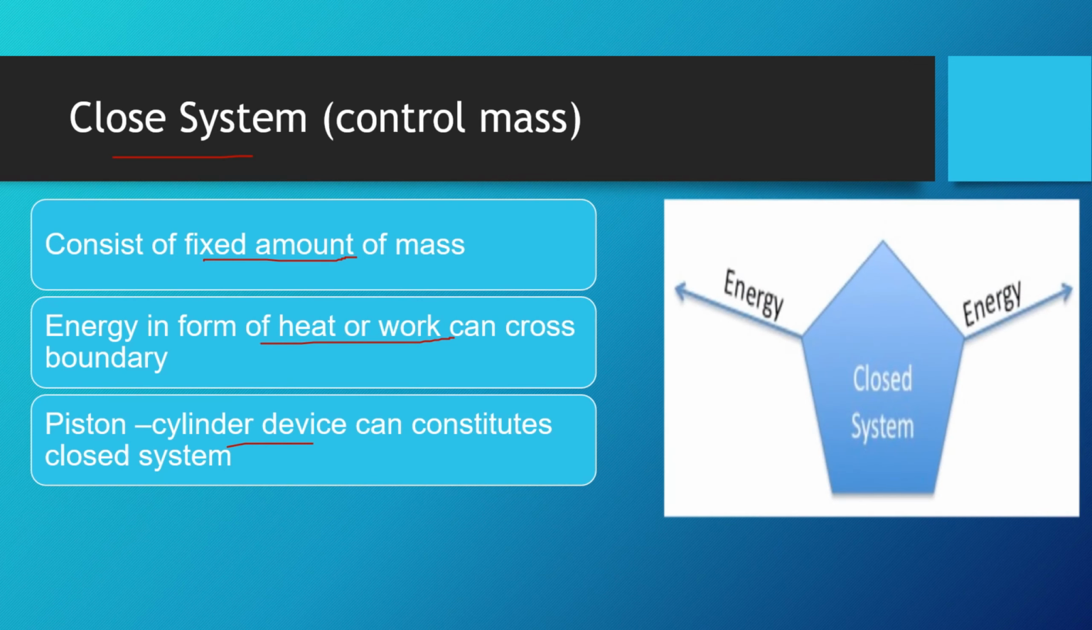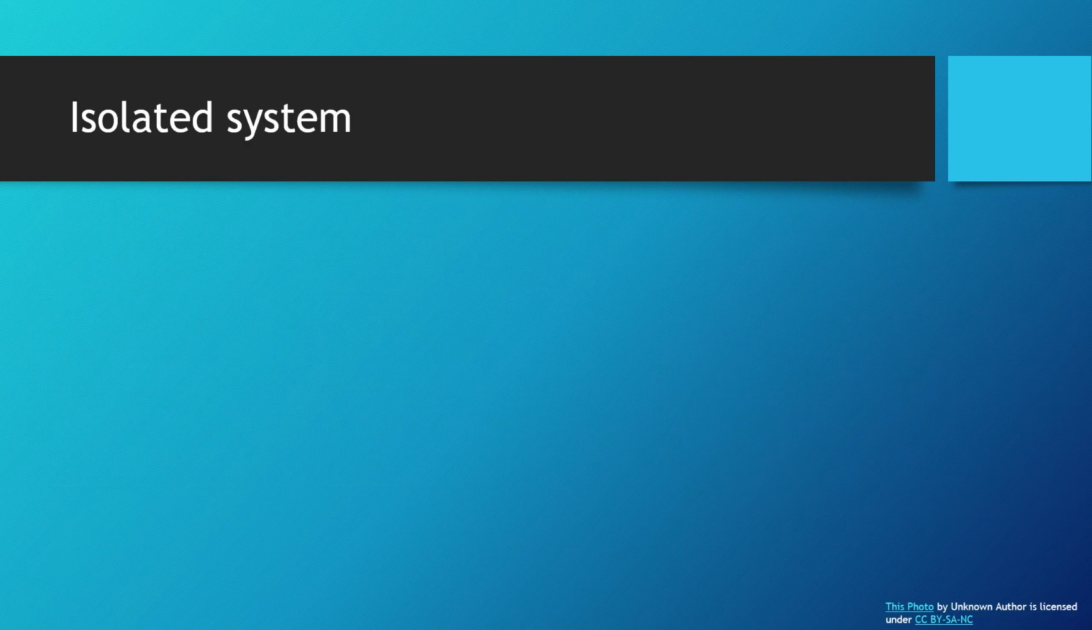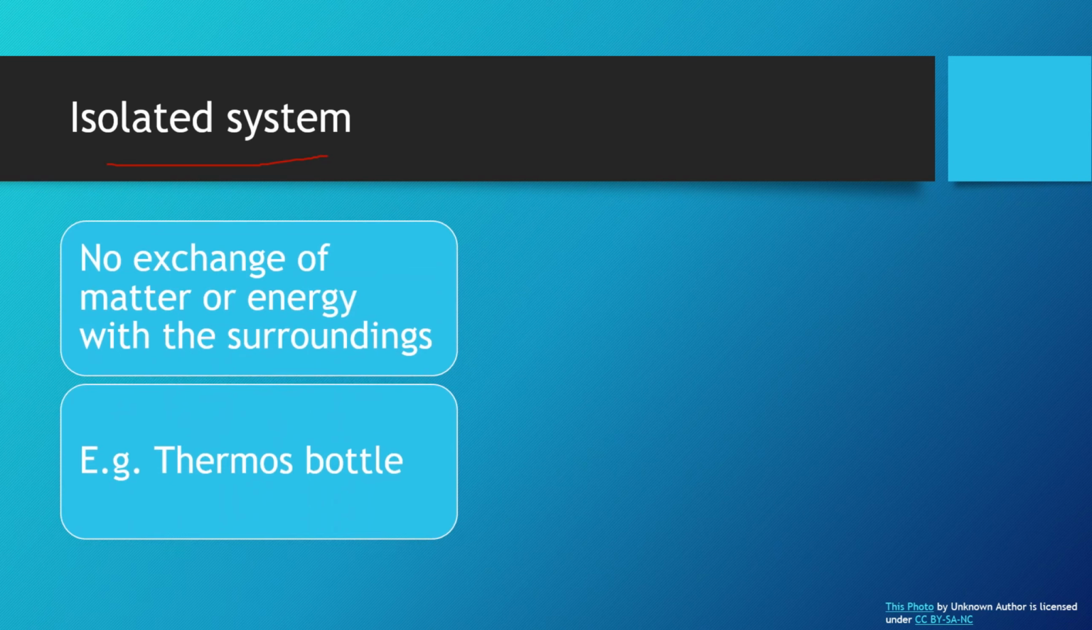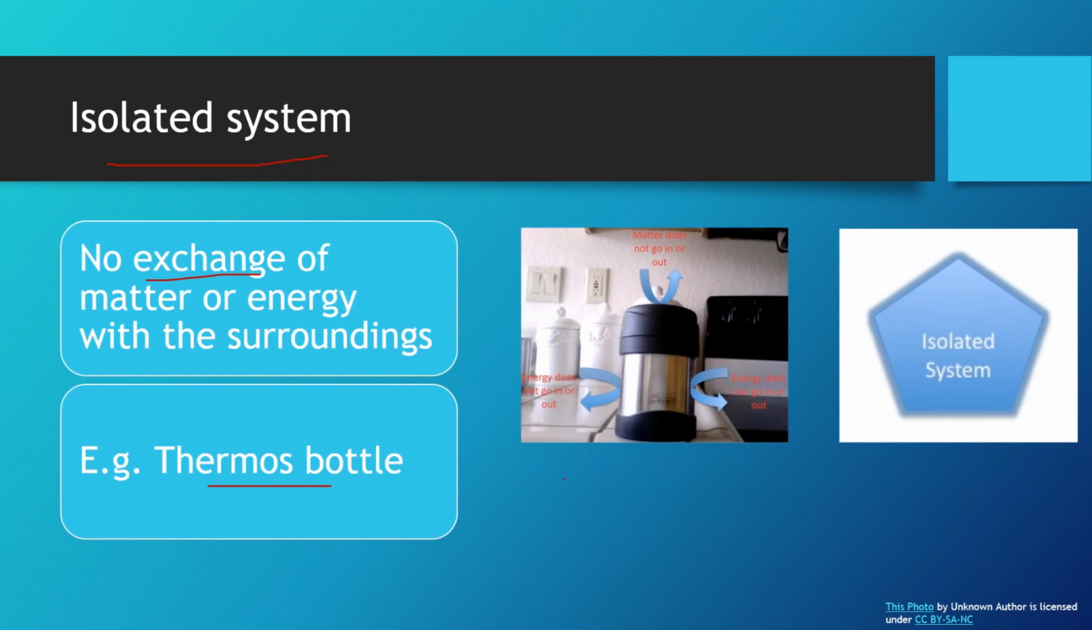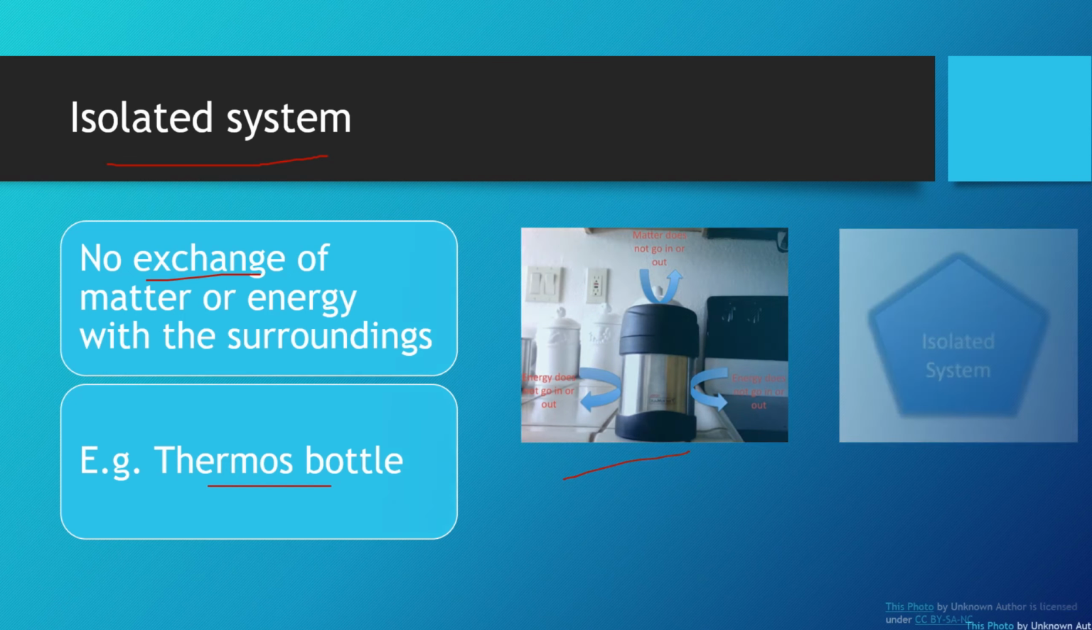The second type of thermodynamic system is the isolated system. In an isolated system, there is no exchange of matter or energy with the surrounding. An example of an isolated system is a thermos bottle. The hot coffee inside the thermos bottle remains hot for a long time because no heat can escape the system.